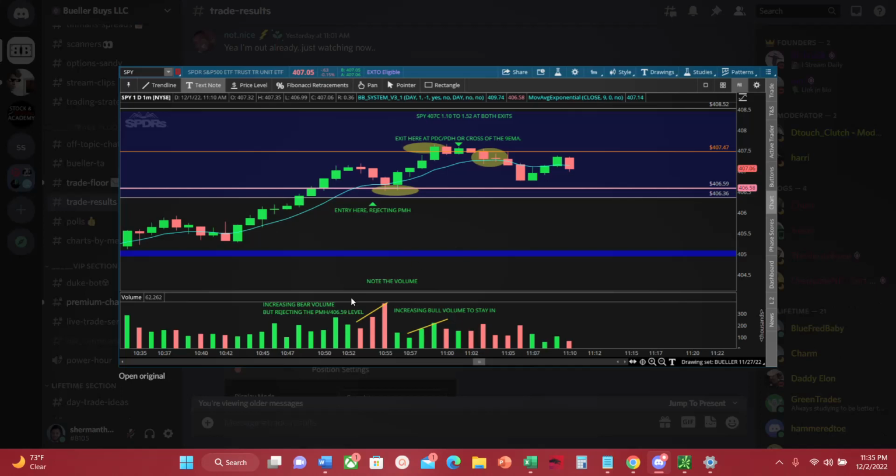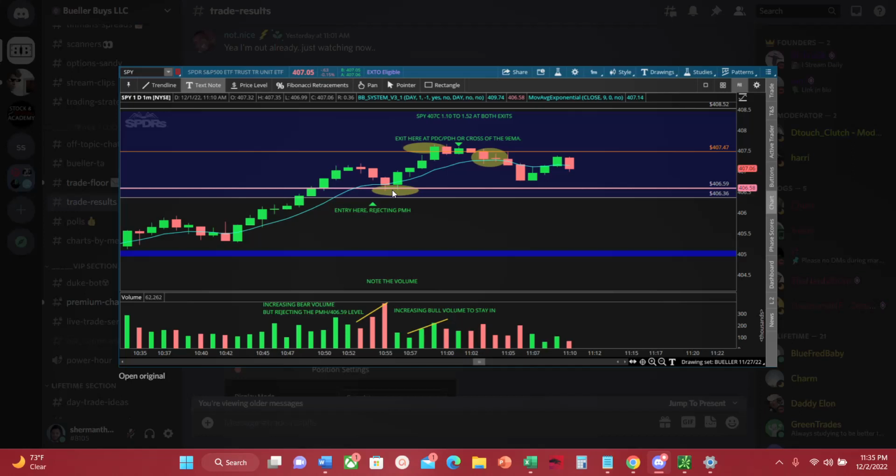So here we got the increasing bear volume, but again, we got that nice bull candle rejecting the pre-market low. That's the pre-market low, not the high. I marked that one. Anyway, take that. Would have entered there.